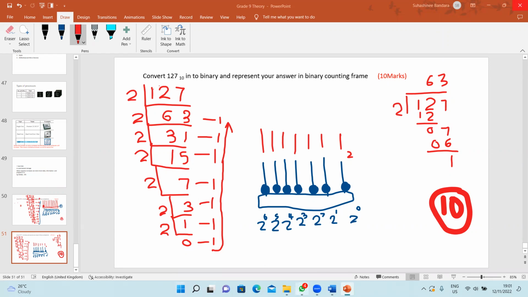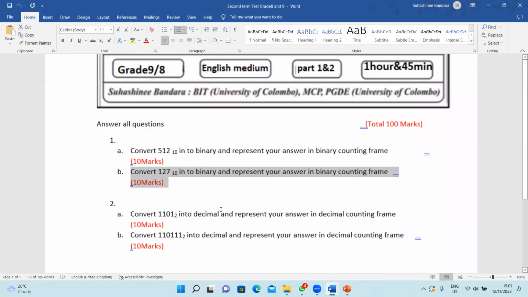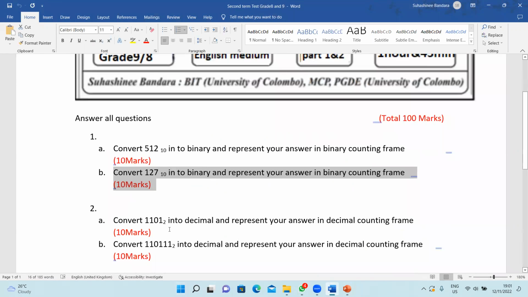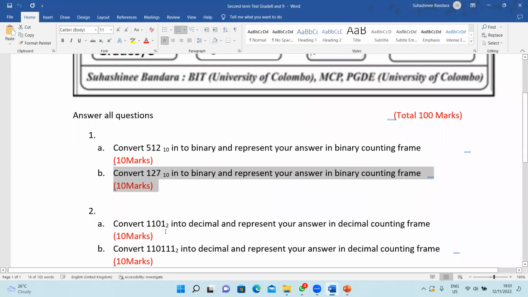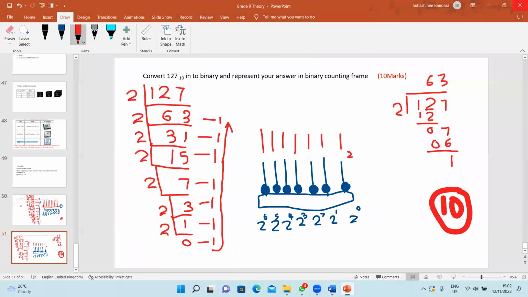Next one. Convert 1101. We are not going to read this one as one thousand one hundred and one. Just look at this number. We should read it as one, one, zero, one, because it is a binary number.